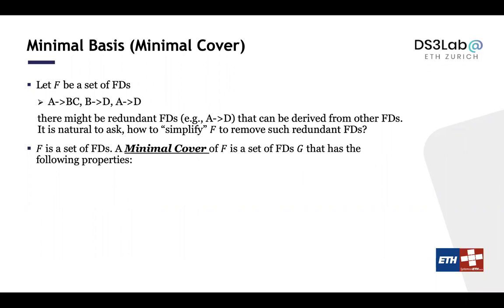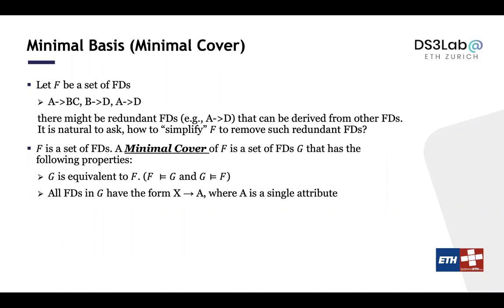So let F be a set of function dependencies, and then the minimal cover of it, let's say as G, has the following properties. First one, G is equivalent to F. Okay, so that's very important. By simplifying it, you do not change its semantics. And second, all the functional dependencies in G have the form from X to A, where A is a single attribute. Your right-hand side is always a single attribute. And third, it's not possible to make G smaller.